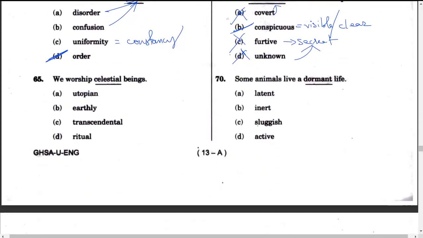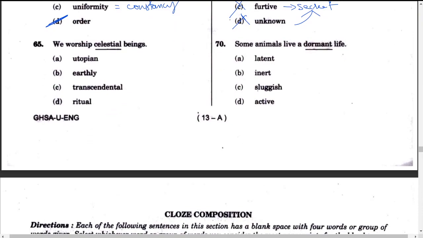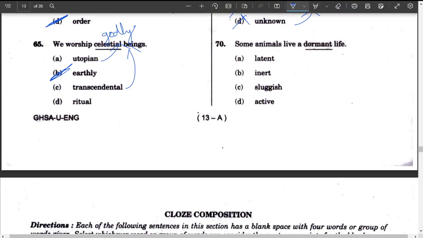Next, we worship celestial. Celestial is related to God, godliness. Anything that is godly. Ethereal is also godly. Earthly is not godly. Transcendental, godly. Ritual, related to God. Earthly in the sense of not godly. B can be your antonym.